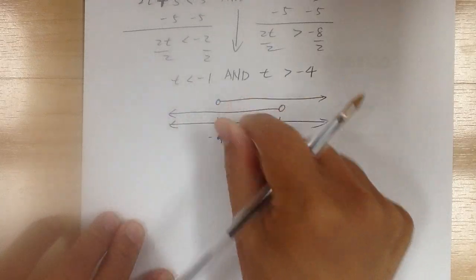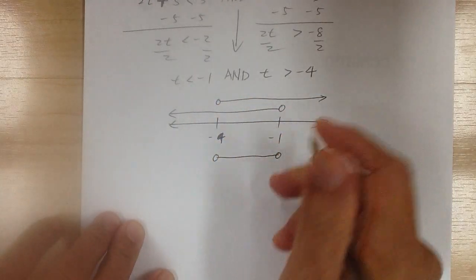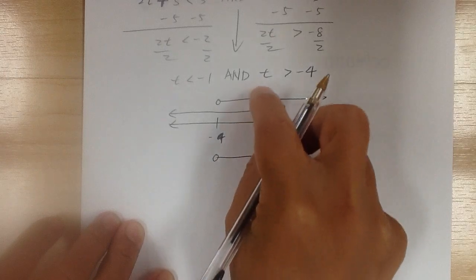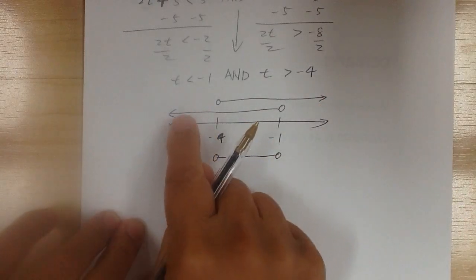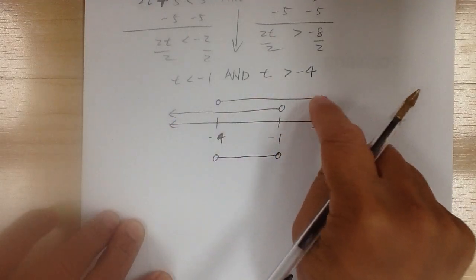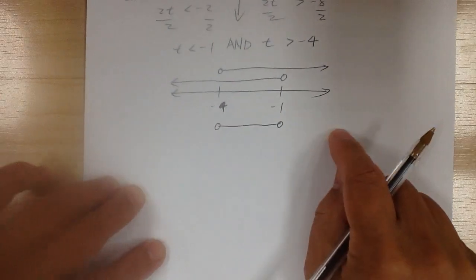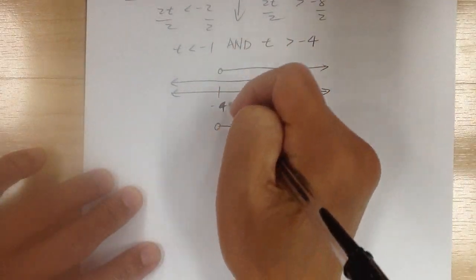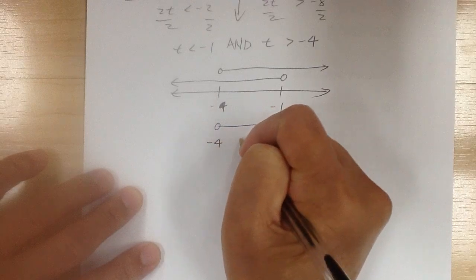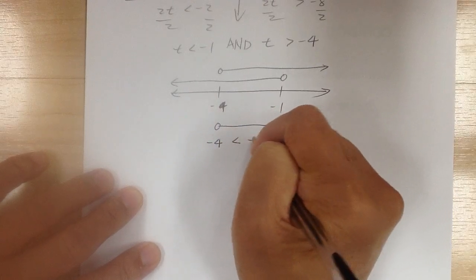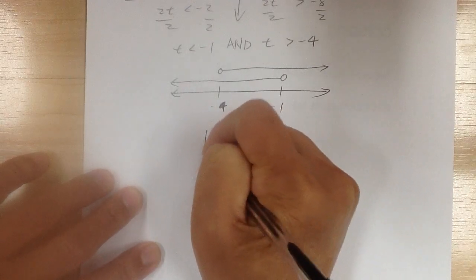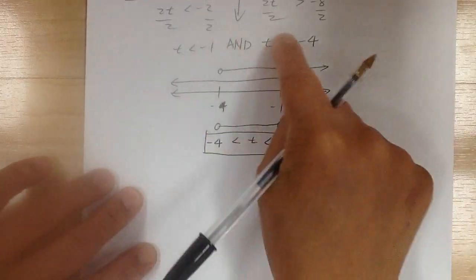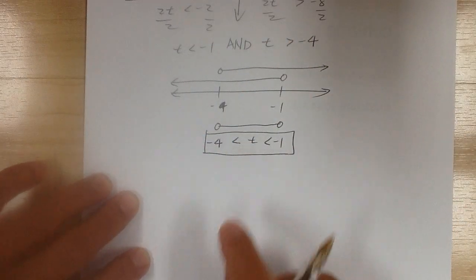So the only part that is good is this part over here. This is the only part that is in here and also in here. This part is no good because this is not in here. This part is no good because this is not in here. So then all you have to do is line it up. So this is -4 is less than t is less than -1. So again, you have to sketch it out to find out what your final answer is.